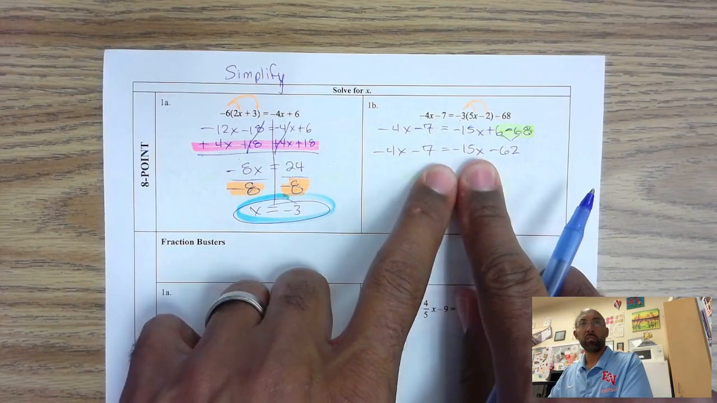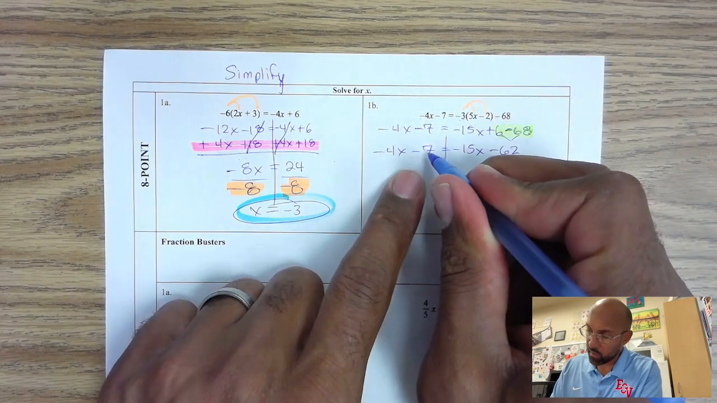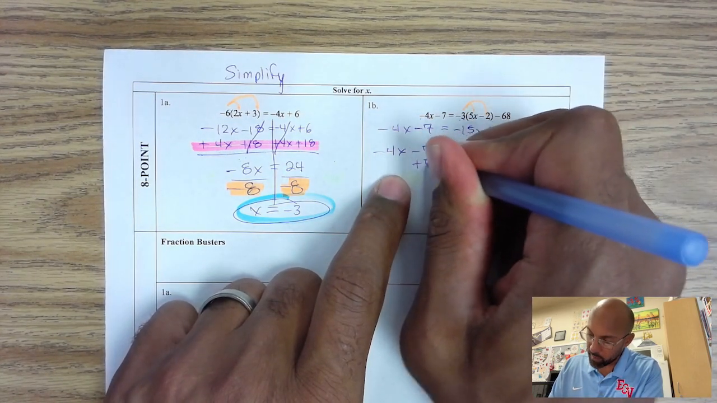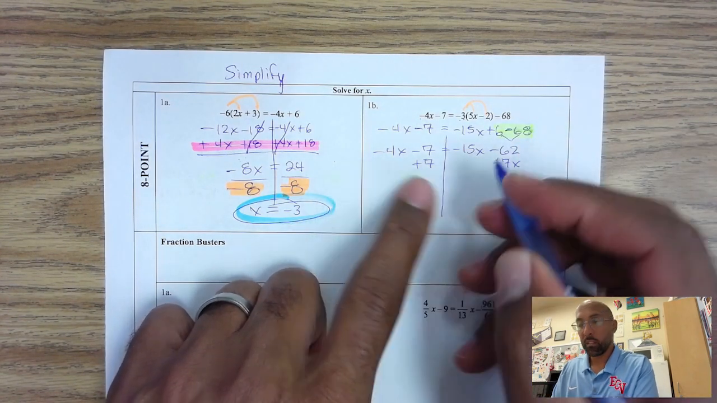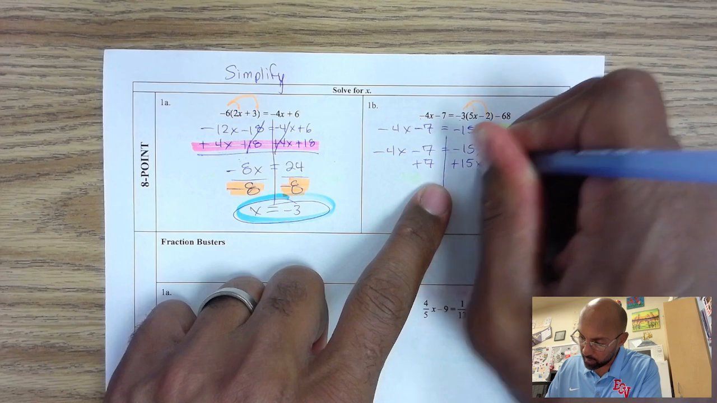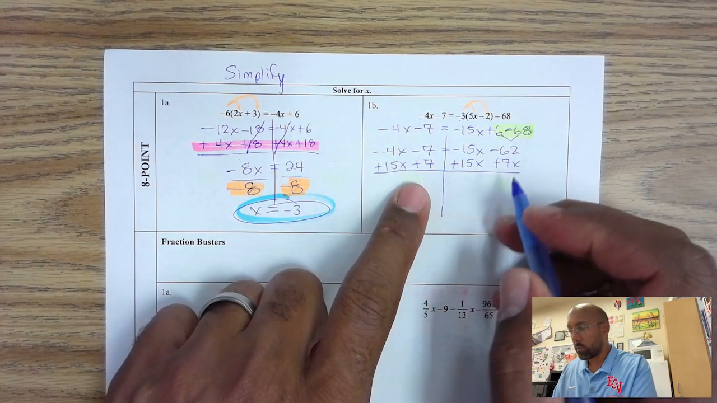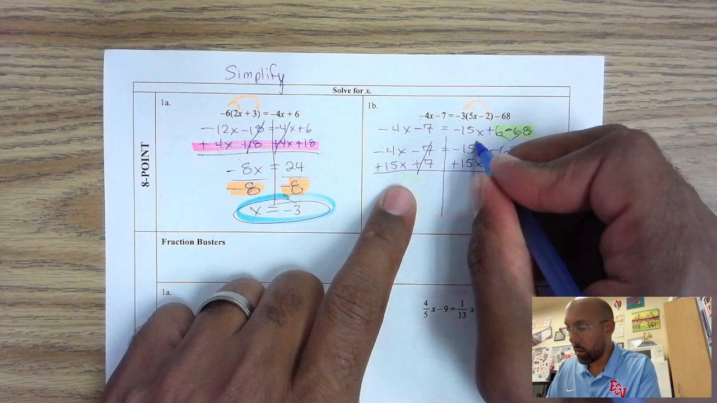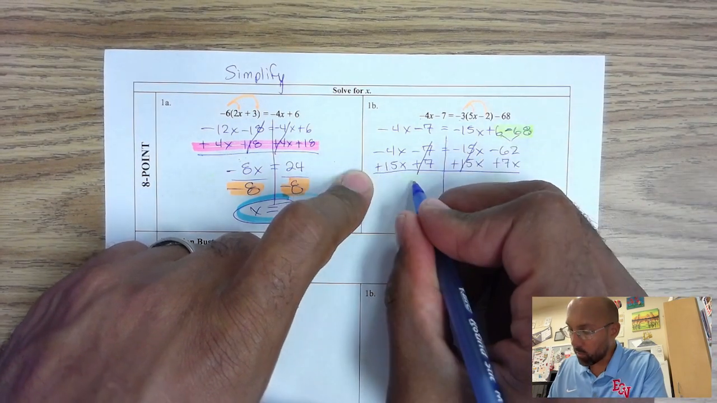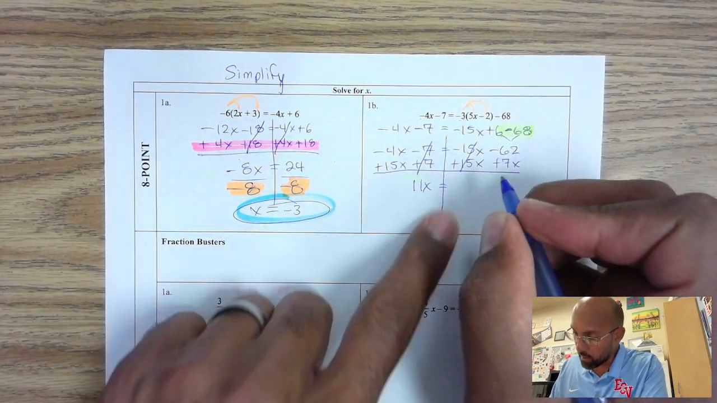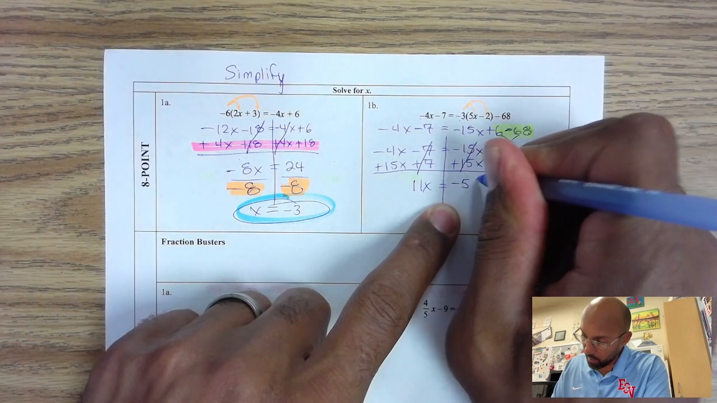And now look, it's just like the 6-point. We're going to do the inverses again. We're going to move the negative 7 to the right by adding it, because it's negative. And then we're going to move the negative 15x over to this side, and we're going to add it also because it's negative. Remember, if it's negative, we add. If it's positive, we subtract. Negative 7 plus 7 and negative 15x plus 15x cancel out and become 0. Negative 4x plus 15x is positive 11x. And then here, negative 62 plus 7 is negative 55.